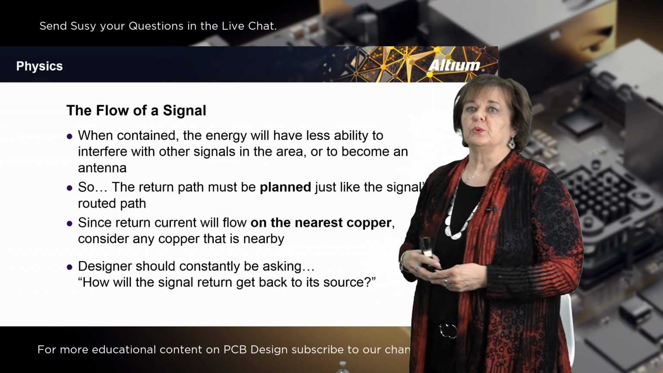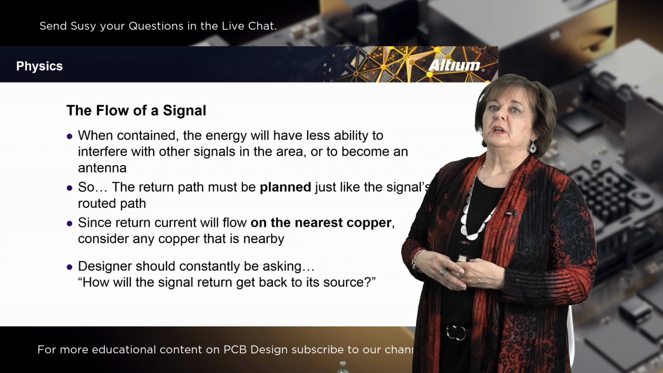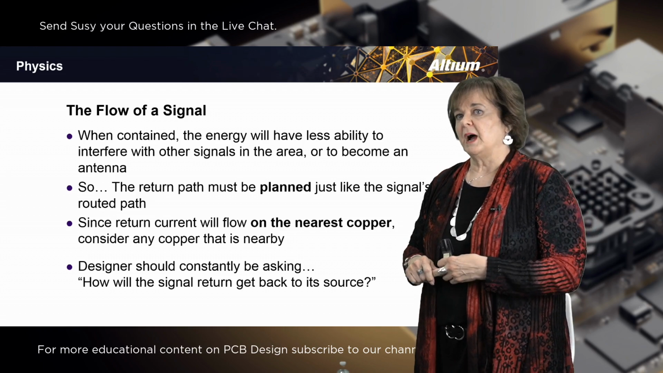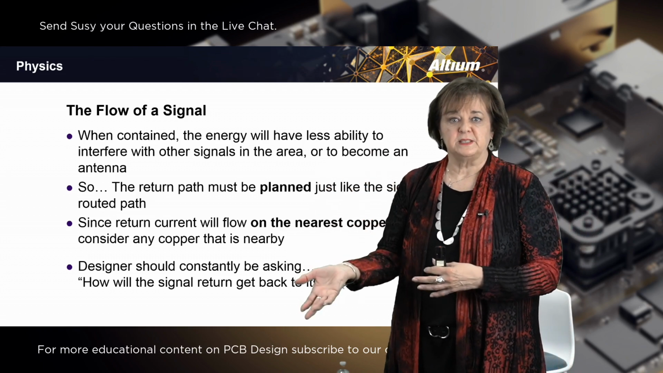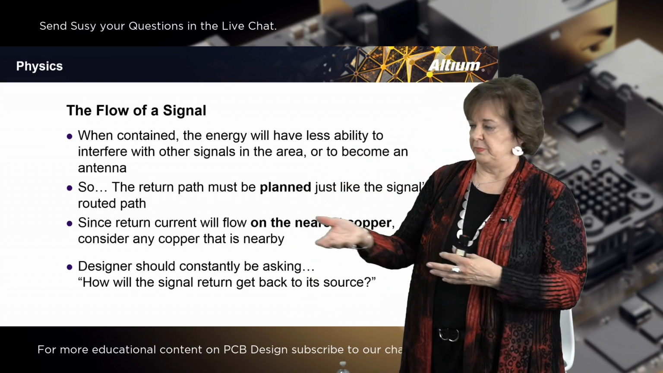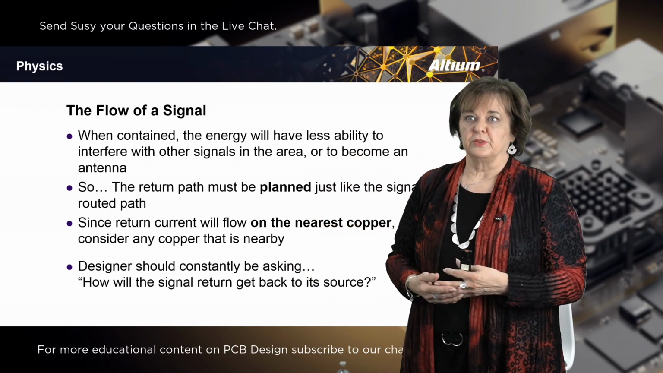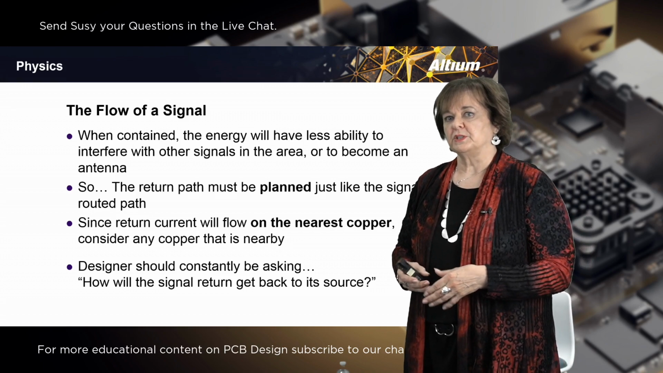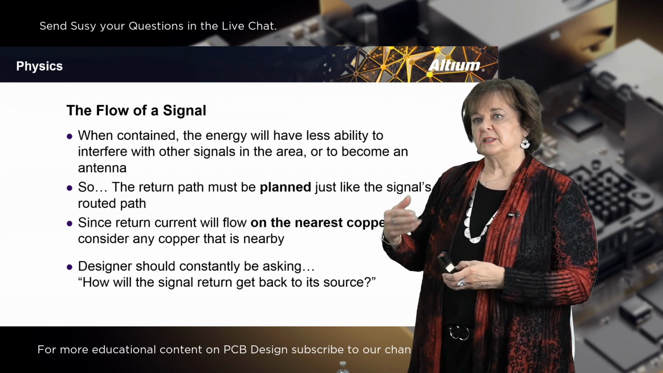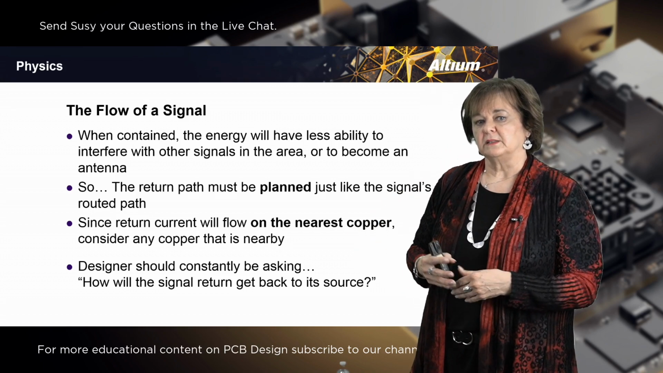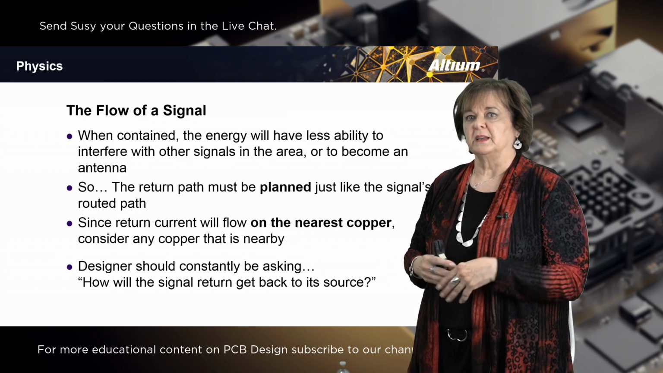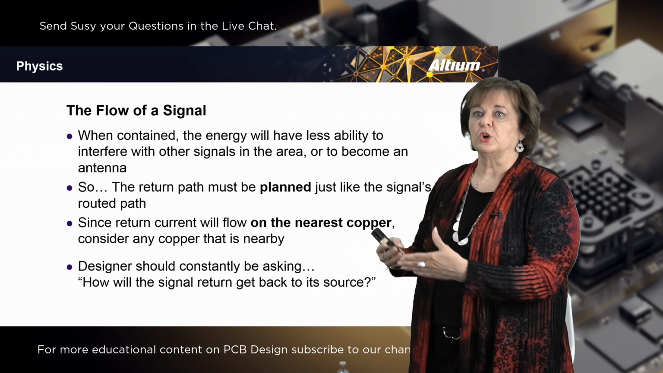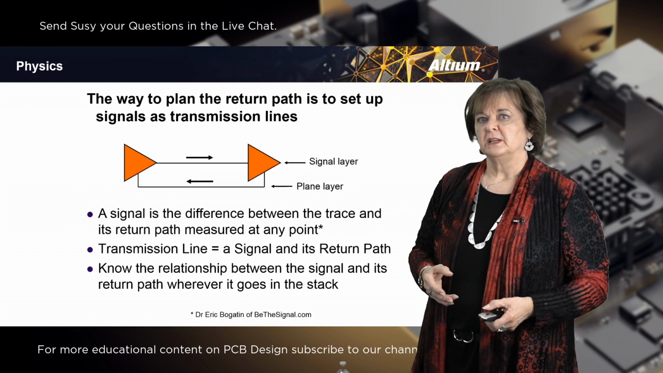Since the return current will flow in the nearest copper, we have to consider any copper that is nearby. That can be signals, that can be planes or other layers or whatever, so we have to be very sure that we understand that. So in designing a board, the designer always has to be thinking, how is this signal return going to get back to its source?